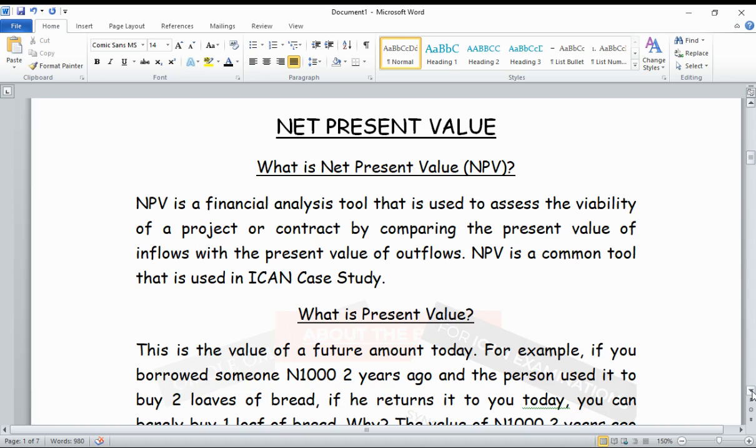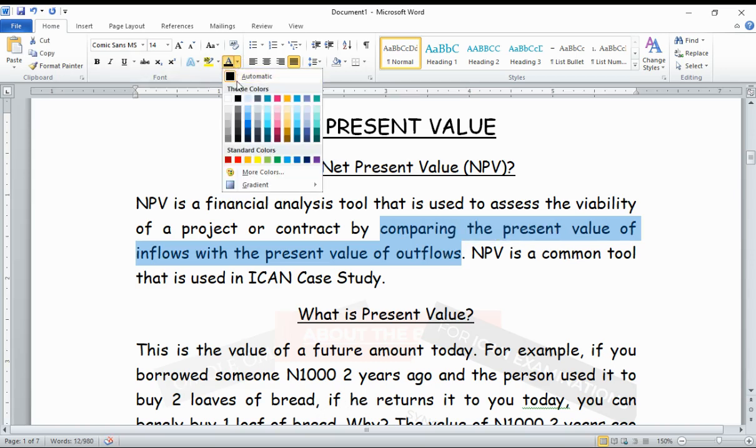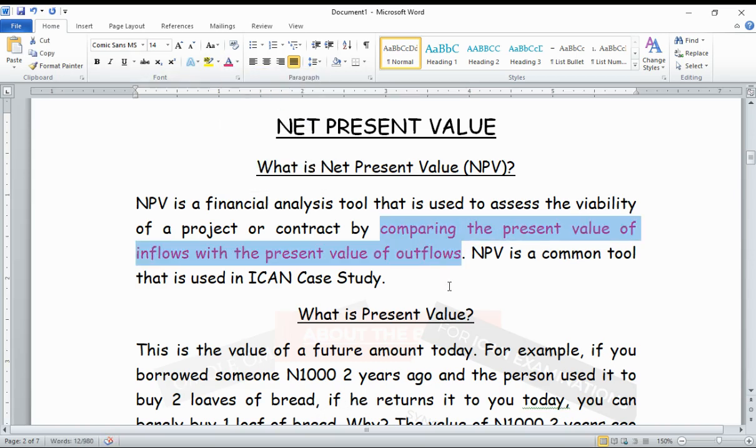All right, so first off, what is net present value? Net present value is a financial analysis tool that is used to assess the viability of a project or contract by comparing the present value of inflows with the present value of outflows. So basically, what we're doing is determining the present value of inflows and the present value of outflows.